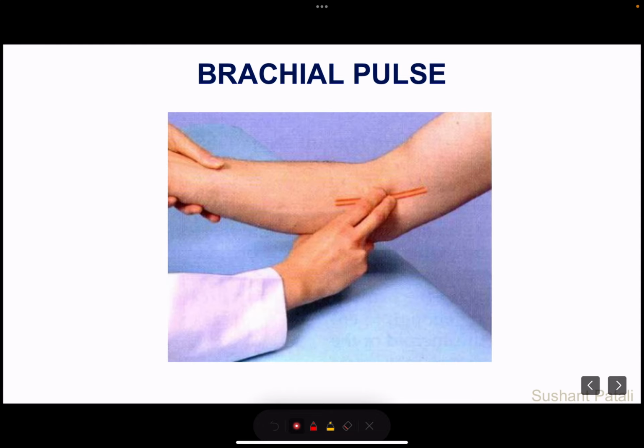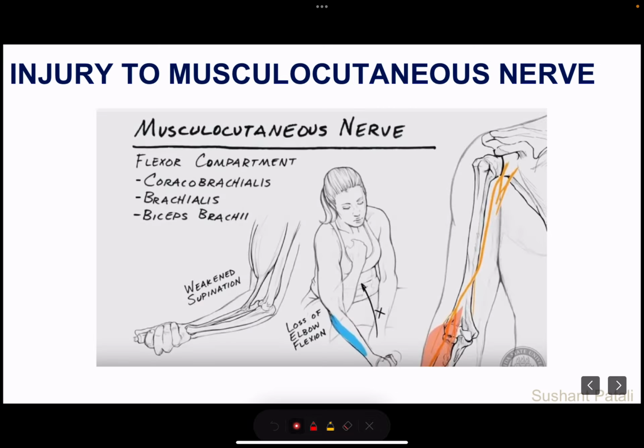And then the brachial pulse. The brachial pulse is felt in the cubital fossa immediately medial to the tendon of the biceps brachii muscle. So that's where you feel the pulse, the brachial pulse.